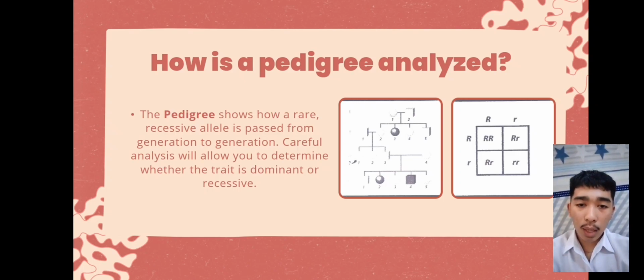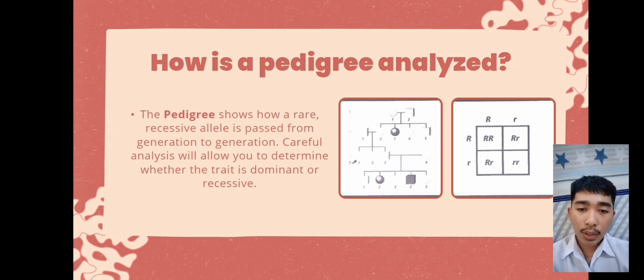Trait representation: indicate the presence or absence of a specific trait by shading or leaving symbols unshaded. Traits can be dominant, recessive, X-linked, or autosomal. Understand symbolism and know the meaning of symbols. Filled-in shapes usually represent individuals expressing the trait, while unfilled shapes indicate individuals without the trait.